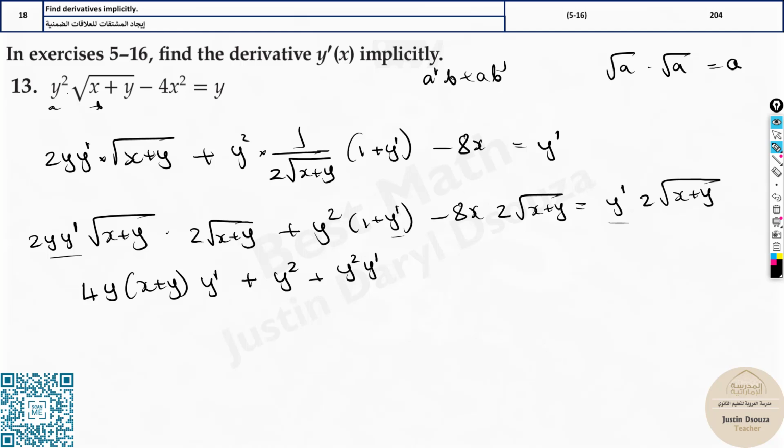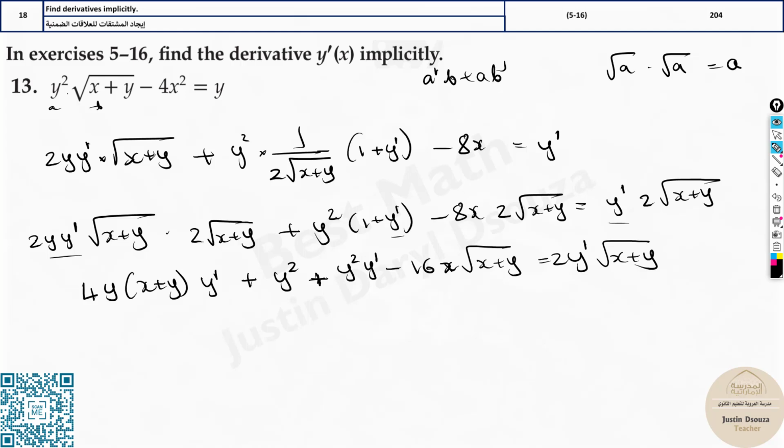This is y prime of x. This is what we are solving. I'm not sure what's there in the solution set. They may not have multiplied this. They might have. No, you have to multiply, because this is y square. No matter what, you have to multiply it inside. Then minus 8 times 2 is 16. Then what do you have? 16 x square root x plus y, that is equal to y times 2 times y prime square root x plus y.